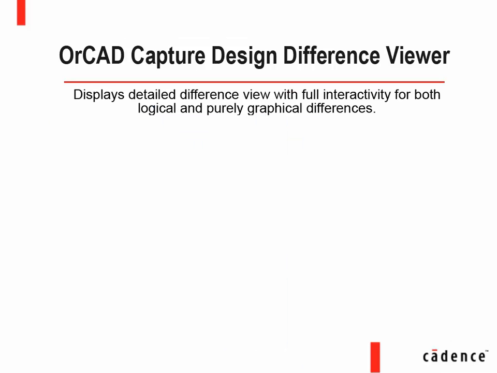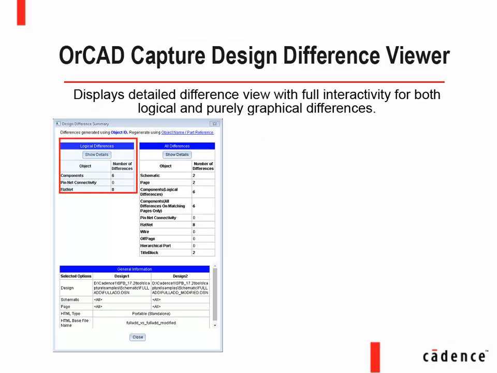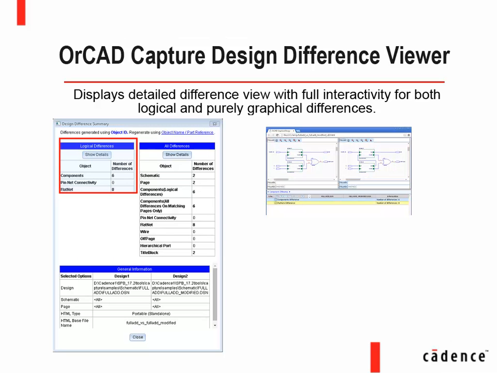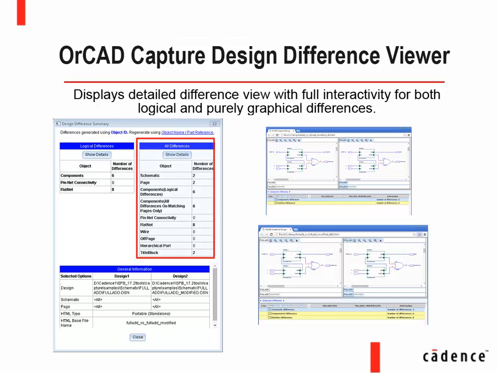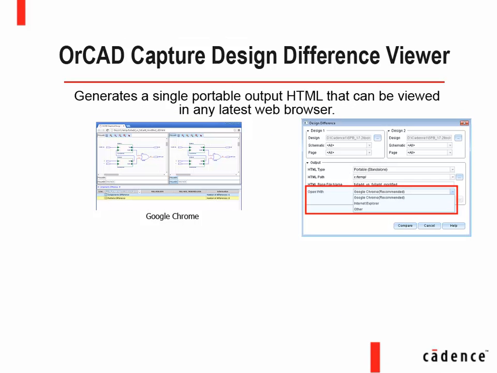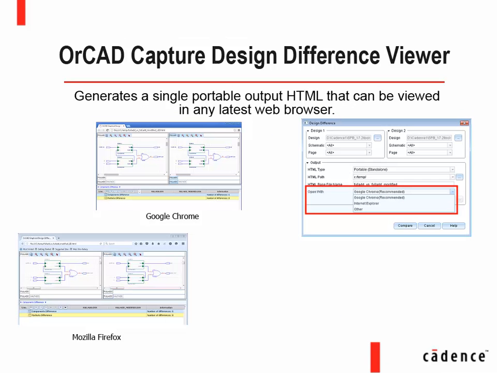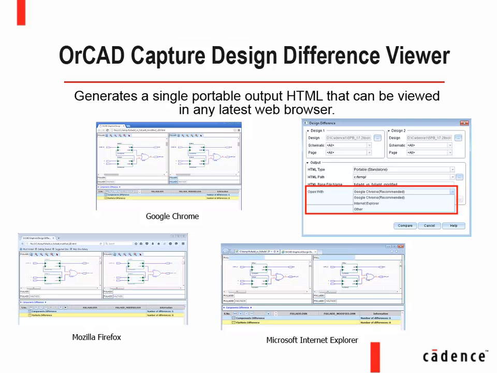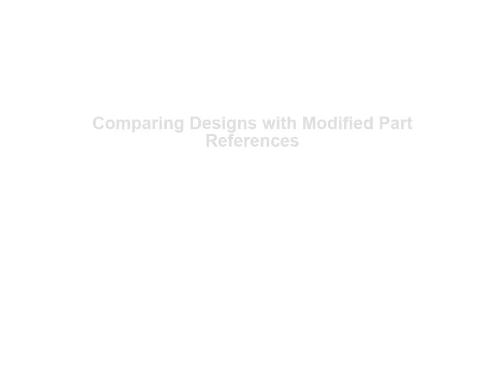You can perform comparison either at the logical level to identify the changes that lead to the circuit behavior change, or purely at the graphical level. The utility generates a platform and tool independent, self-contained, and highly interactive HTML file as an output.